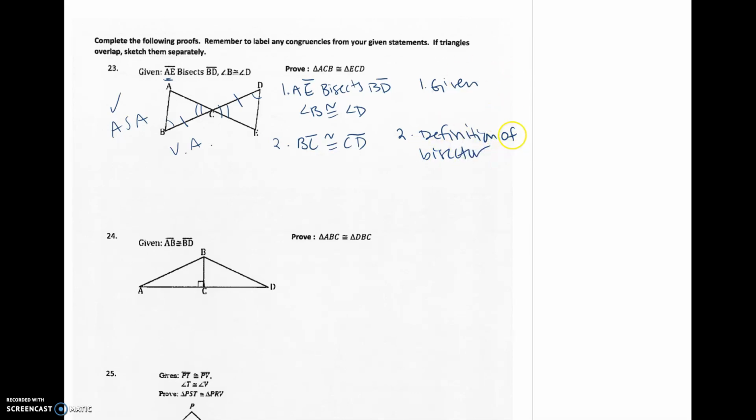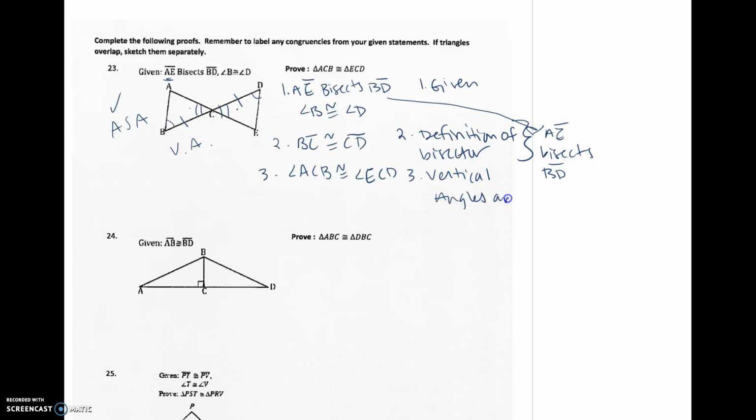Or I could just say in words, because AE bisects BD. So I could really come back to that if I need to, the way I worded it over there. All right, and then we said that these two angles are vertical. I can't call them both angle C, so I could say angle ACB is congruent to angle ECD, and that's because vertical angles are congruent. Or I could say the vertical angles theorem right there.